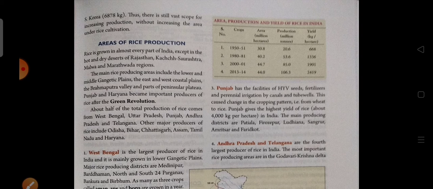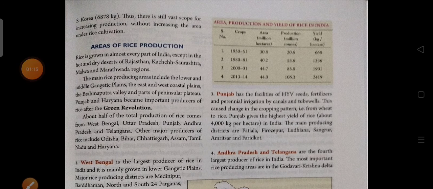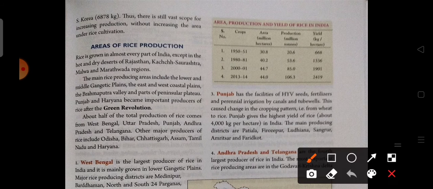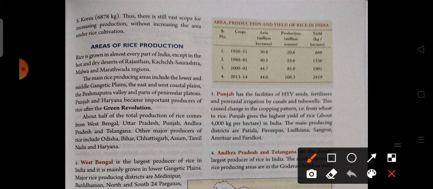2419 kg per hectare. Also, after this increase in production, India remains behind many countries, that are China, USA, Japan, Korea. Thus, there is still vast scope for increasing production without increasing the area under rice cultivation. Now, let us discuss the areas of rice production. Rice is grown in almost every part of India.